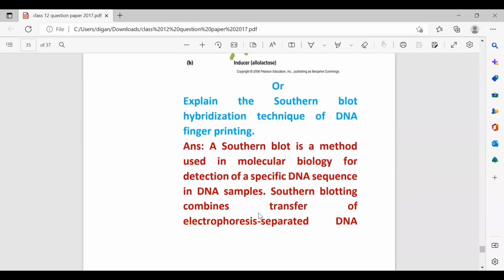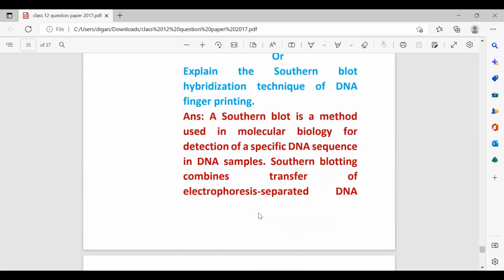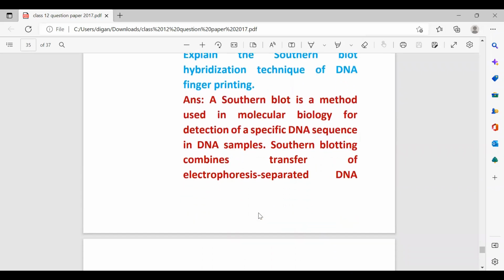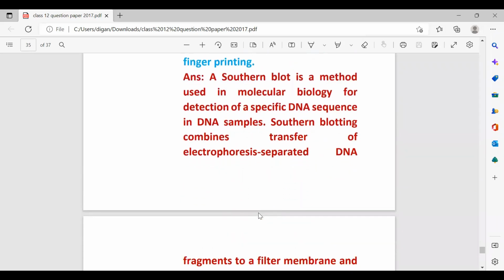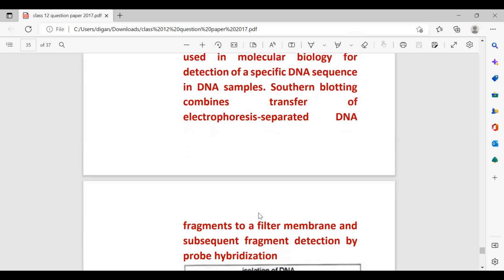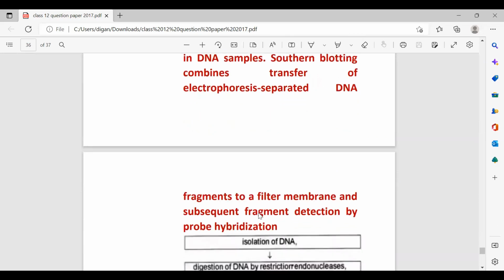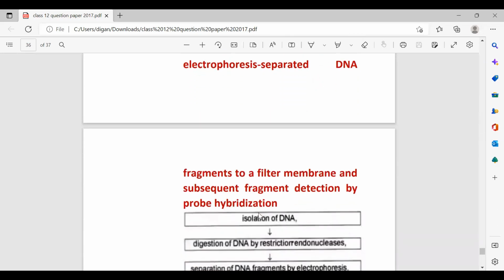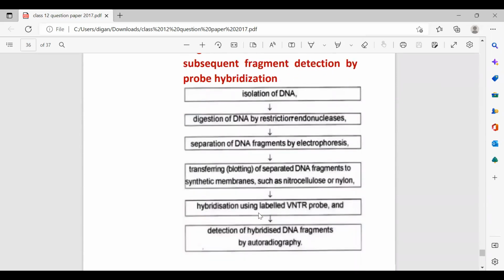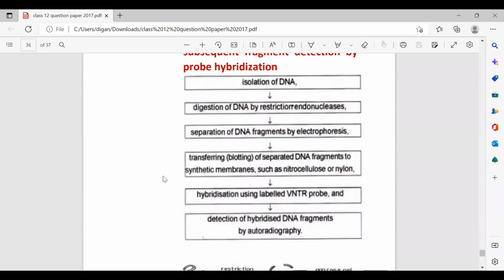Next, explain the Southern blot hybridization technique for DNA fingerprinting. So this is one of the important questions. The Southern blot is a method used in molecular biology for detection of a specific DNA sequence in a DNA sample. Southern blotting combines the transfer of electrophoresis-separated DNA fragments to a filter membrane and fragment detection by probe hybridization. So this is the flow chart of the technique. So in the exam, you just write the flow chart, then also you will get the full marks. No need to write in long paragraphs.